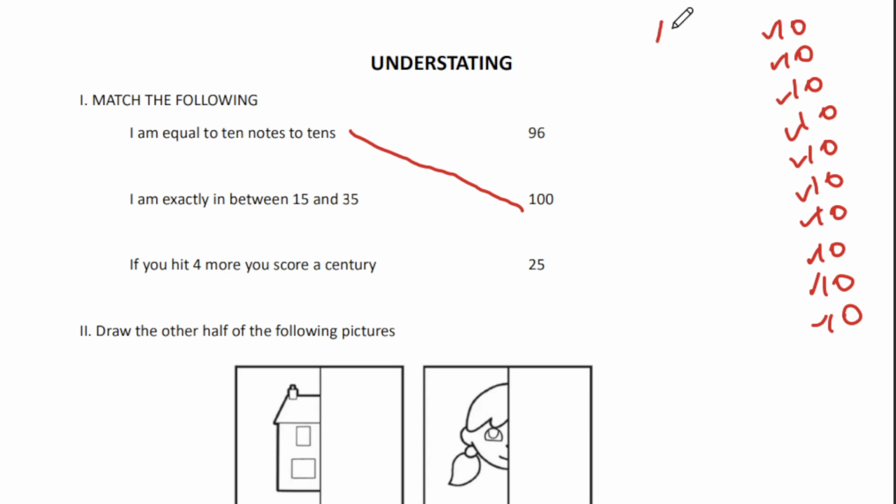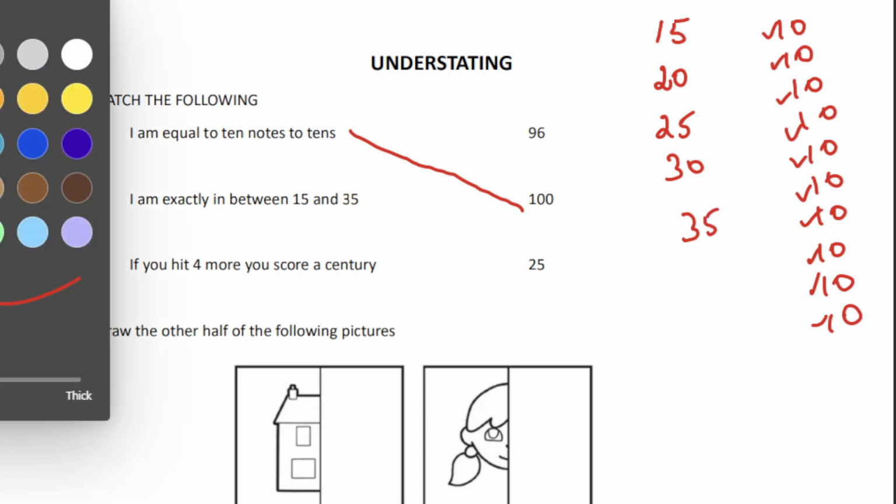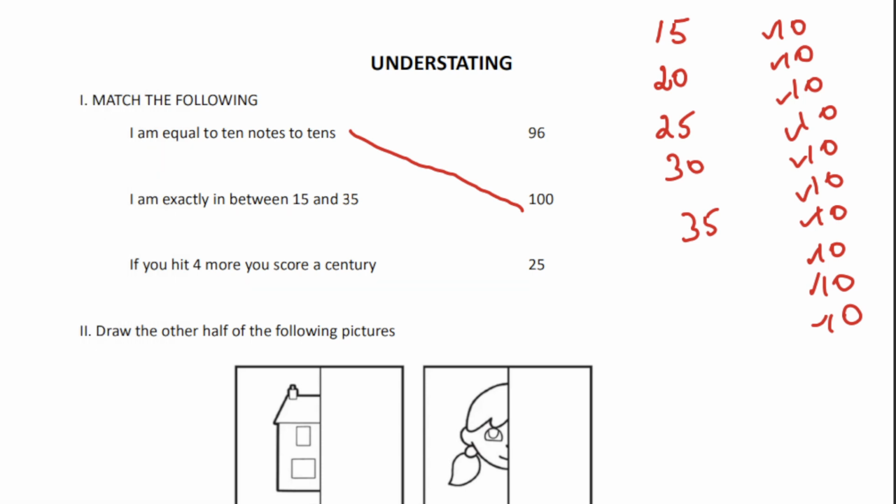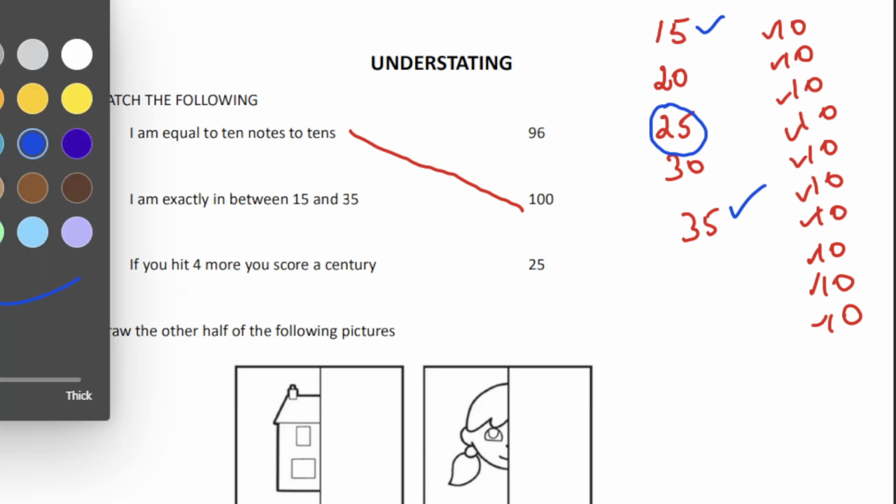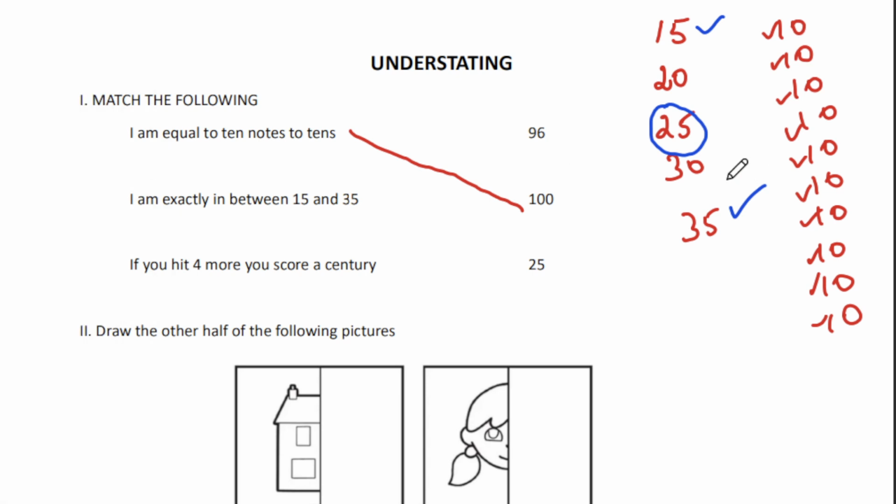So we can write 5, 15, 20, 25, 30, 35. I'm doing in 5 tables, students. And when you see the number 25, it is exactly between 15 and 35. So the correct answer is 25.